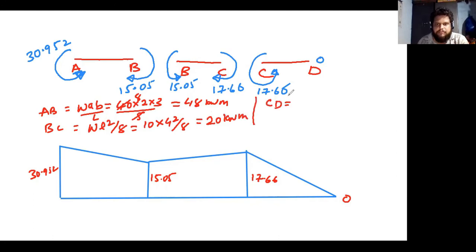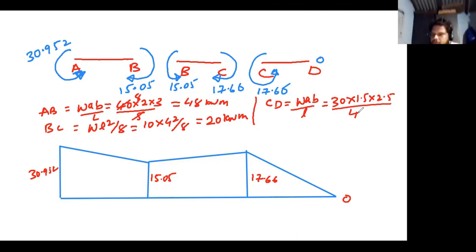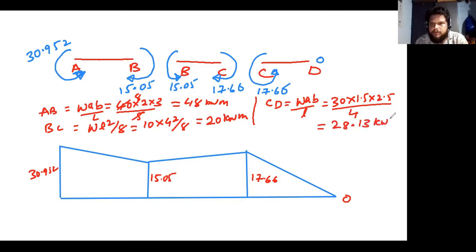In the span CD, what is the value? Again, that is also WAB by L. But W is 30, into 1.5 times 2.5 by 4. Correct? 1.5 times 2.5 by 4. So what is that value? You will be getting 28.125. So take it as 28.13 kilonewton meter. So these are the span moments.